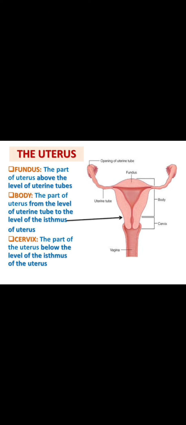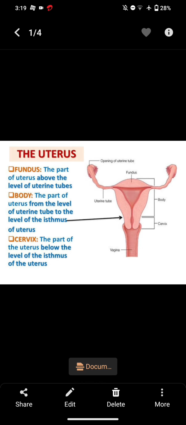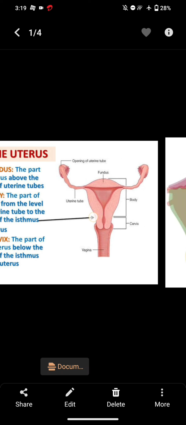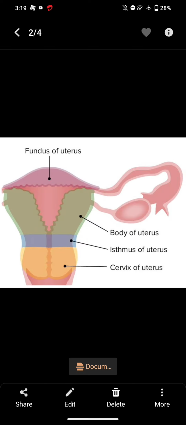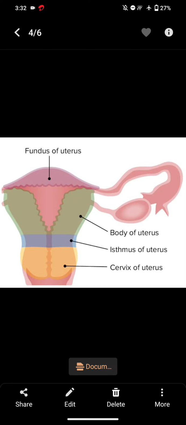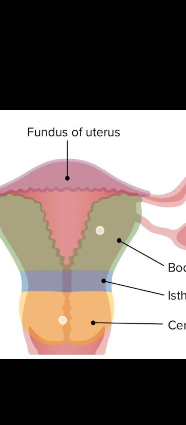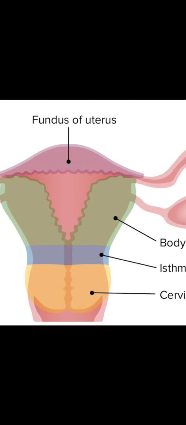And next is the body. This green area is the body. The body is the part from the level of the uterine tube to the level of the isthmus. Isthmus is located over here, see, this area is isthmus. And next is cervix. Cervix is cylindrical in shape, and it extends from the isthmus to the external os. This area is the external os. So this is all about cervix.